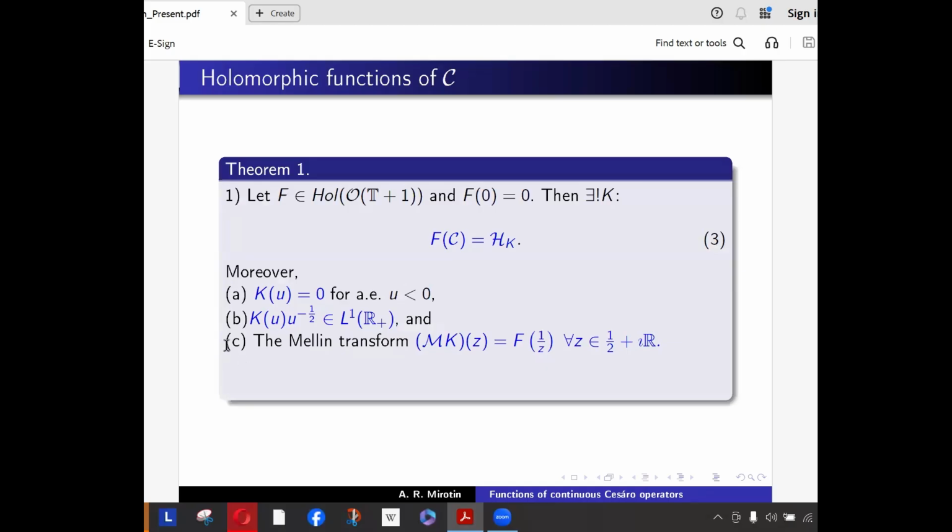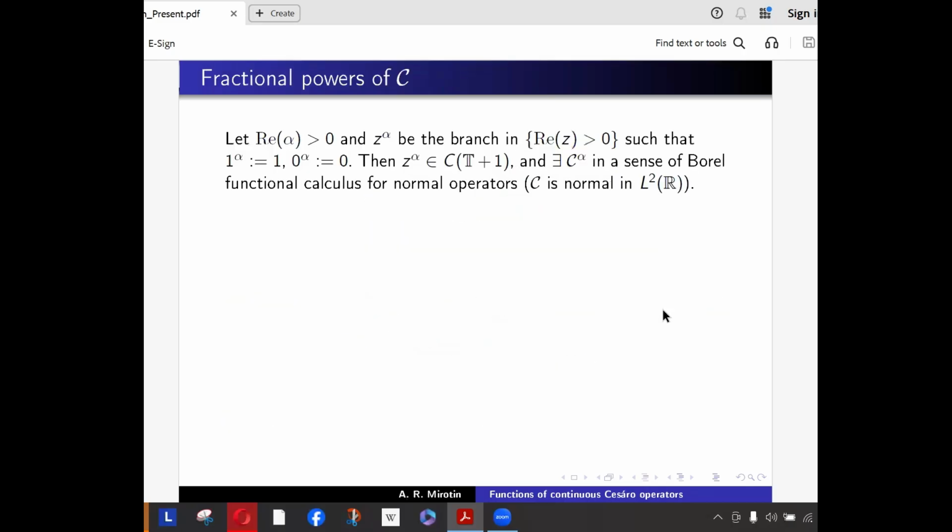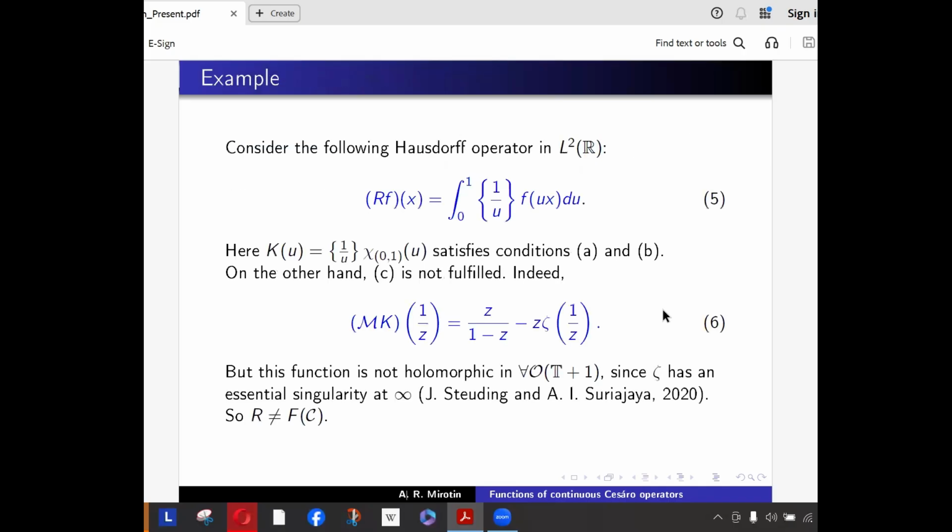The condition C deals with the Mellin transform of the kernel over the critical line. And so one can suspect that theorem 1 has some connections with the Riemann zeta function. So consider the following example.